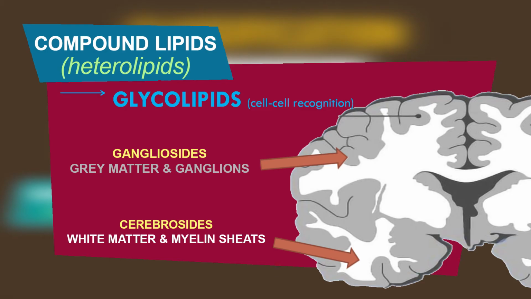Cerebroside usually occurs in white matter of the brain, which is primarily responsible for communication between the various gray matter regions and between the gray matter and the rest of the body. In essence, the gray matter, where the gangliosides are found, is where the processing is done, and the white matter is the channels of communication.